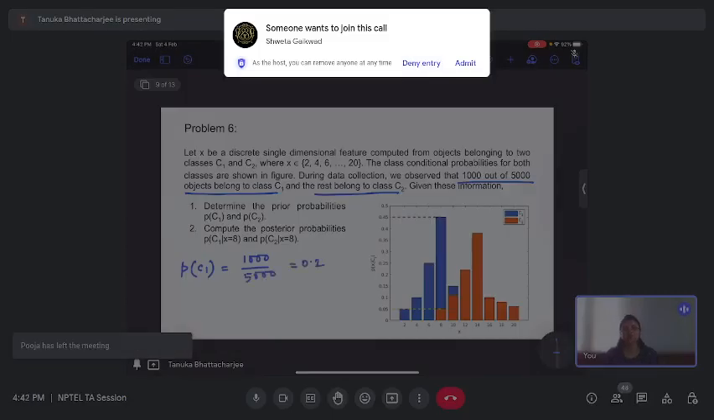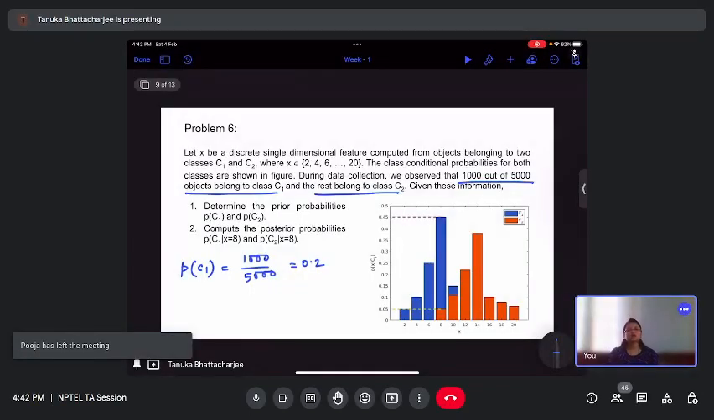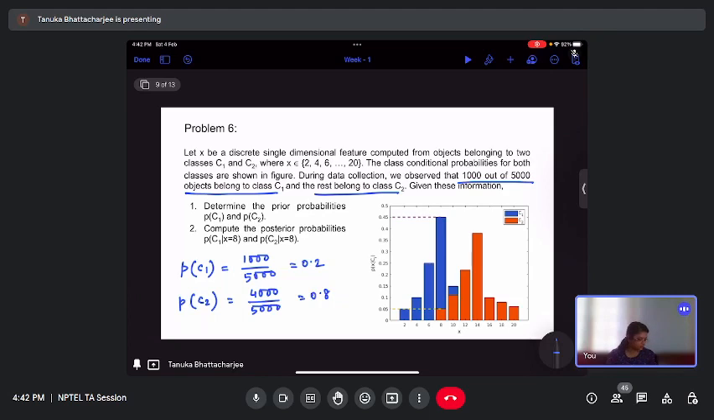The prior probability is just the probability of occurrence of that particular class. So, you just considered 5000 samples and 1000 were favorable. So, you just get the probability as 1000 by 5000, 0.2. Similarly, for the other class you can compute, all the rest belong to class 2. So, 4000 by 5000, that will be 0.8. So, the sum will be 1 because it belongs to either of the two classes.